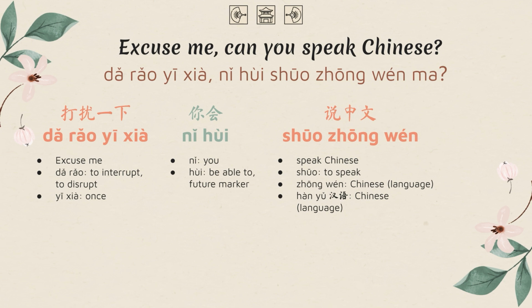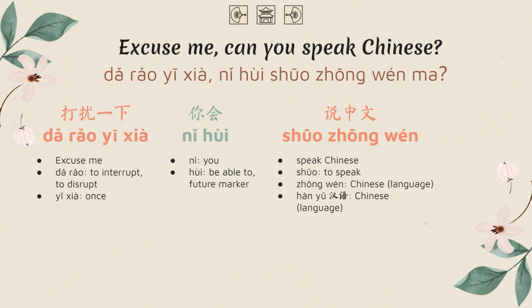中文. 中 stands for 中国. 中国 literally means the Middle Kingdom, that means China. And 文 means text or language. There's another way to say Chinese language, 汉语. Because the majority of the Chinese population is from the Han ethnicity, so we also call it 汉语. 语 also means language. So 说中文 is the same thing as 说汉语.